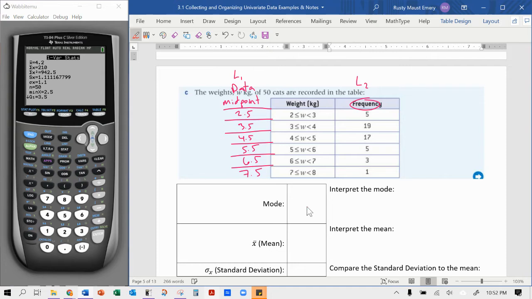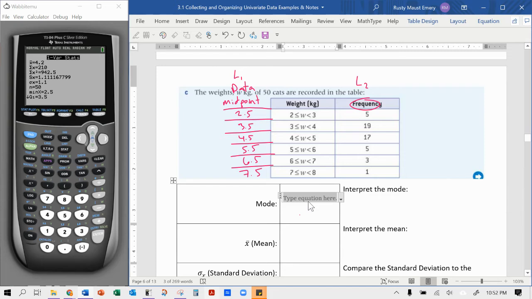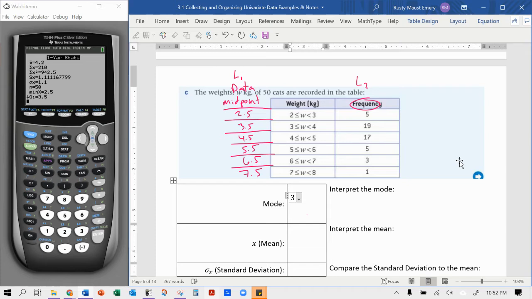So again, mode, right? So the mode in this case is the modal class. That's one thing that's a little different here with my interval data. When we talk about the mode, I actually want to type in the modal class. So it's the class that occurred the most often. So 3 is less than or equal to W, which is less than 4, is my modal class.